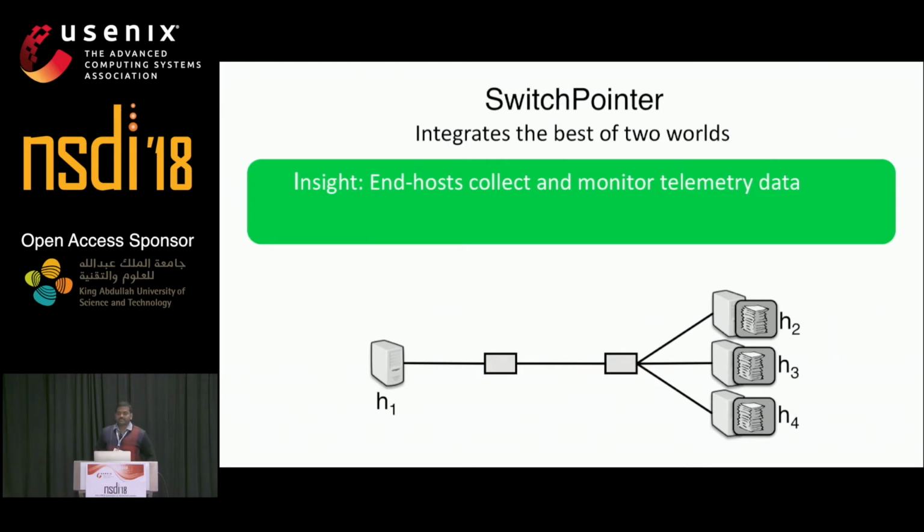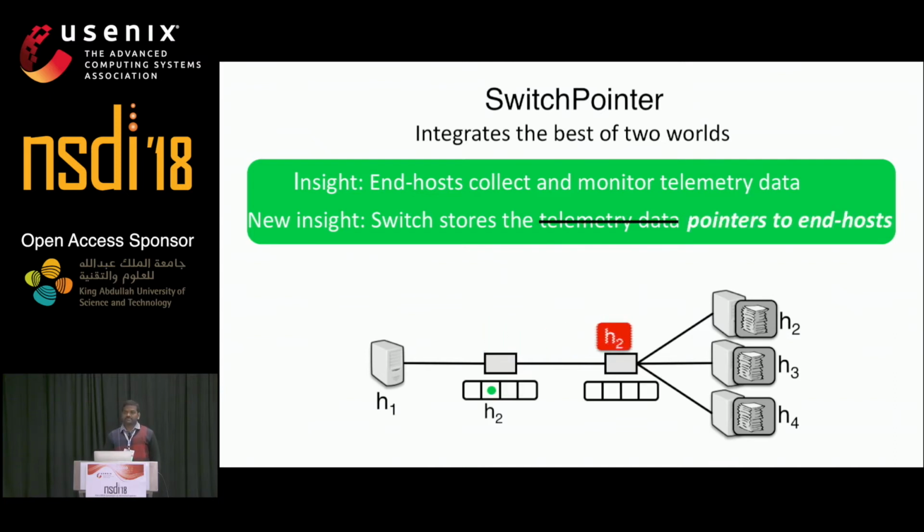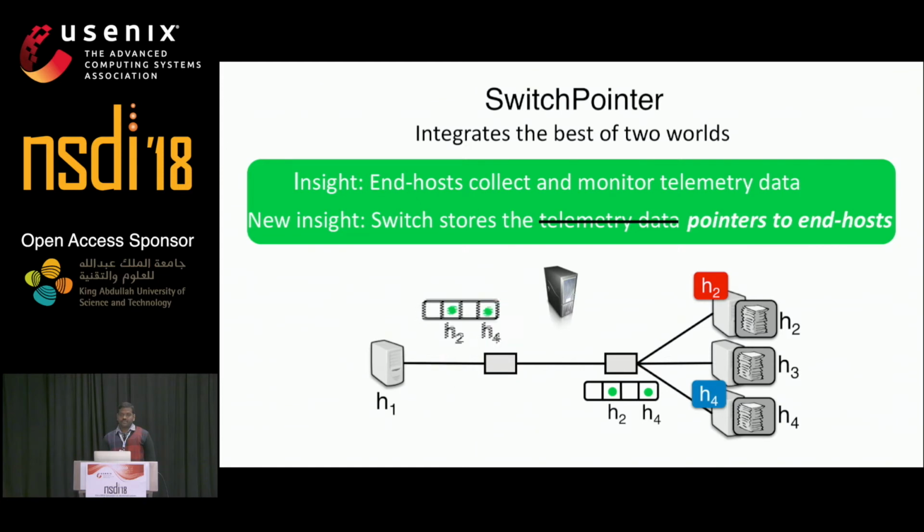SwitchPointer uses the end host to collect and monitor the telemetry data. Rather than using the switch memory to store the telemetry data, SwitchPointer switches store pointers to the end host that has relevant telemetry data to debug the network problems. Specifically, a switch keeps track of the destinations to which it has processed packets. When a spurious network event is triggered, the analyzer uses the pointers at the switches and identifies the end host that has relevant telemetry data to debug the network problem.